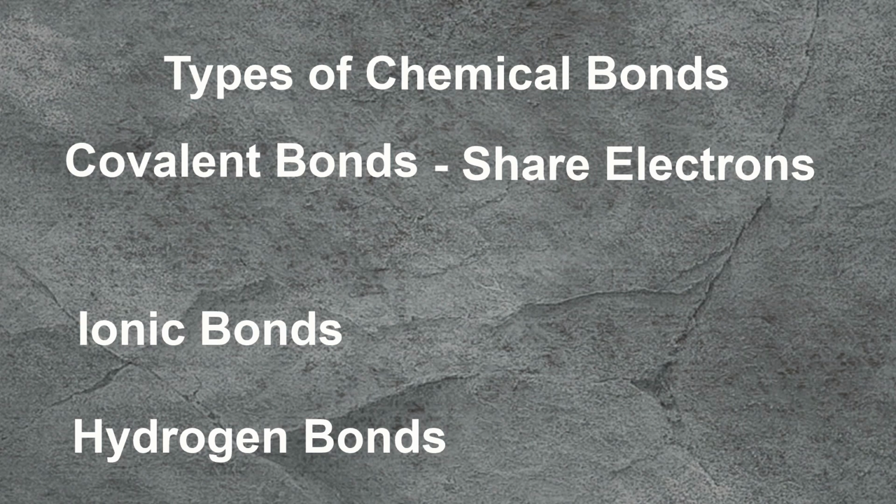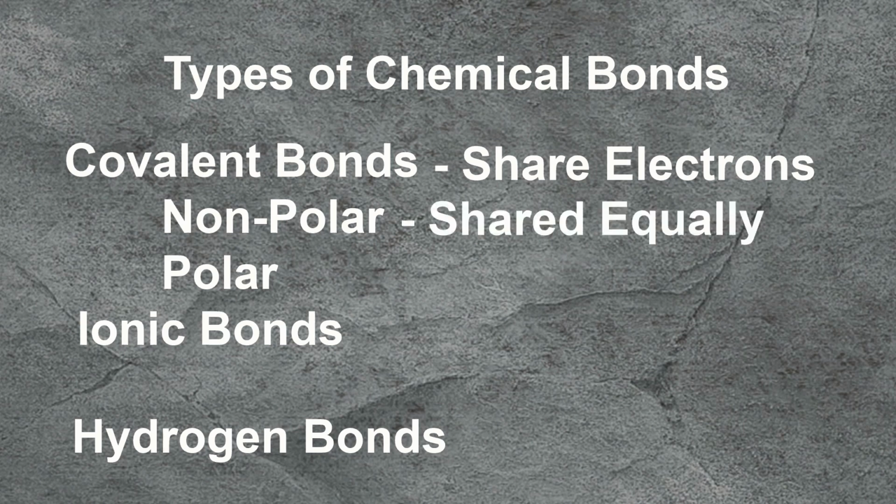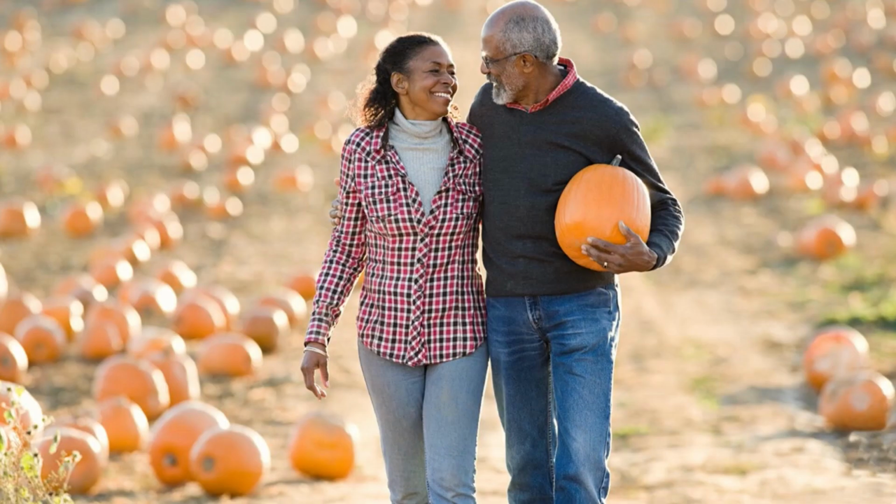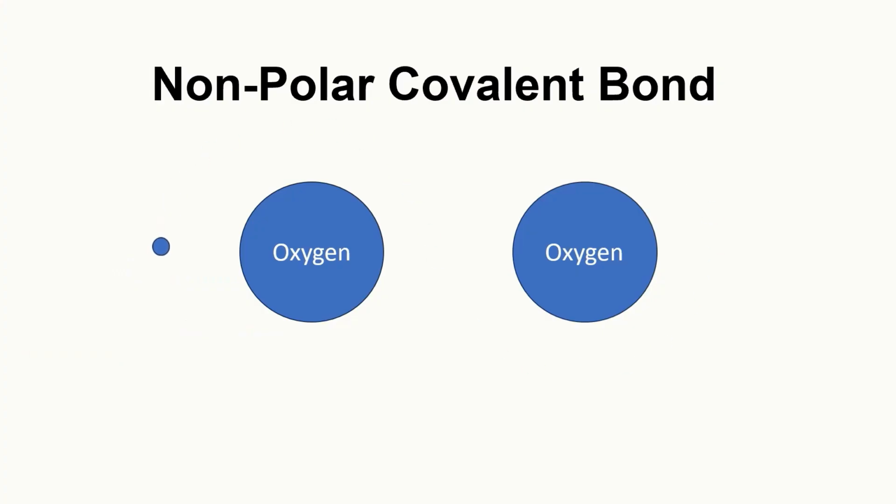There are two types of covalent bonds: nonpolar and polar. Nonpolar is where electrons are shared equally and the molecule has a neutral charge. I like to think of nonpolar bonds as being like a couple that's in a really good relationship where both people share equally, like these two oxygen atoms sharing their electron equally. This forms the molecule of oxygen.